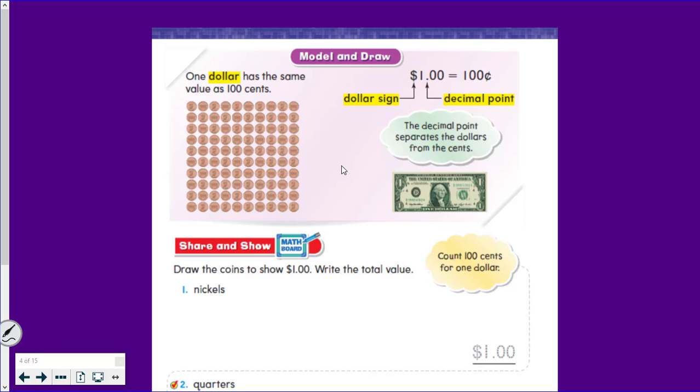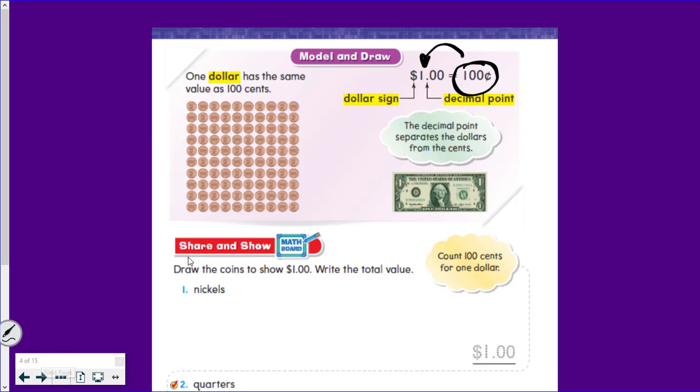100 cents is equal to, let me go over here to this part because I want you to notice this, 100 cents is equal to $1. This is why we don't say "and" when we say numbers, because of this decimal point. The dollar sign tells me it's a dollar, so it's $1 and 0 cents. The decimal point separates the dollars from the cents.